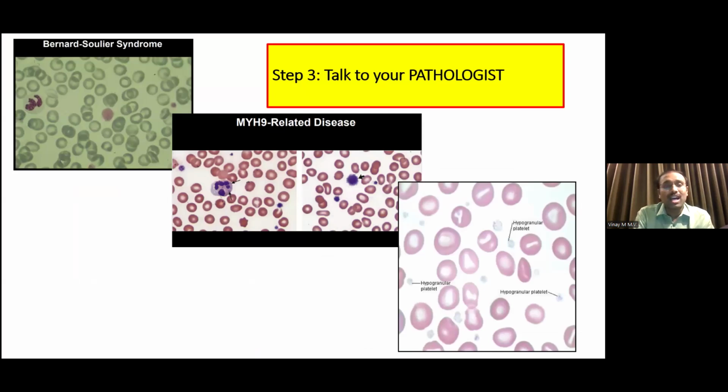The first one is a large platelet, and that may be seen in Bernard-Soulier. MYH9 related syndromes are also macrothrombocytopenia syndromes, but they also have nuclear inclusions, which is shown in the picture. And some conditions like gray platelet syndrome may have hypogranular platelets.